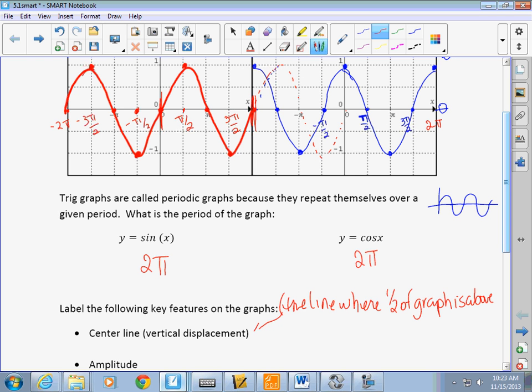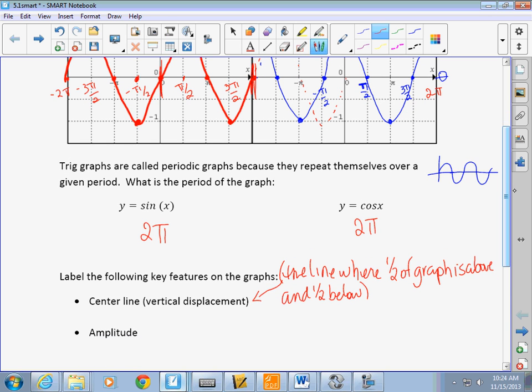Oops, that should go with that one. I wrote it a little high. So the center line, or the vertical displacement, is the line where half of the graph is above and half of the graph is below. So for both the sine x and the cos x graph, it's y is equal to 0.